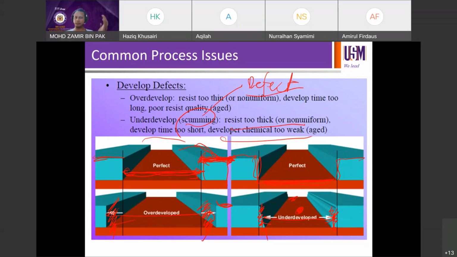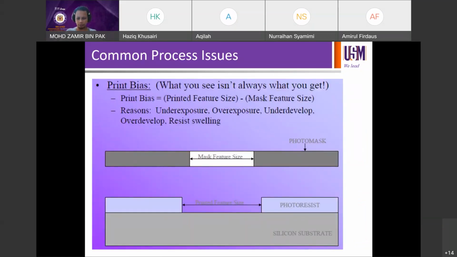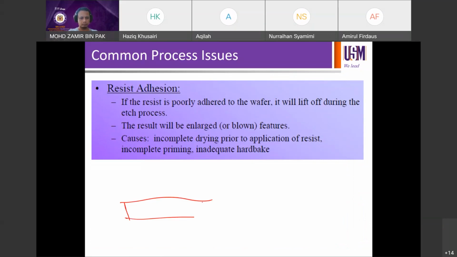So bila you relate back to the CED process, there could be 10 different places which could lead to this single problem. Okay, so that's why kadang-kadang you punya time tu will be spent on identifying the potential problems, then potential root causes. Okay, overdeveloped, underdeveloped, banyak lagi issue. So just let me finish all the common issues first. Resist addition. So for example, if you're supposed to get this, you're supposed to print like that. Supposed to, but what you're getting is this.